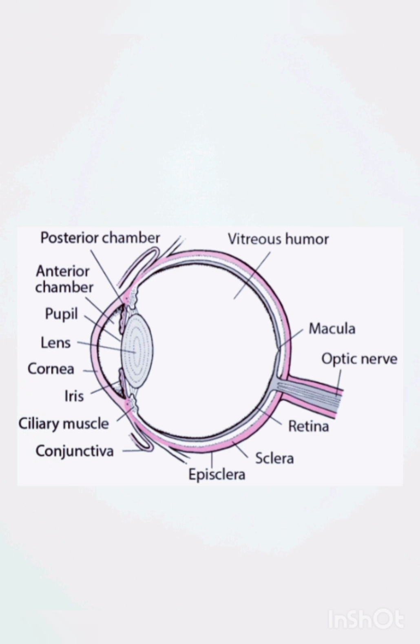Next one is aqueous humor. It is a watery fluid present between the cornea and the lens. It nourishes the eye and keeps it inflated.